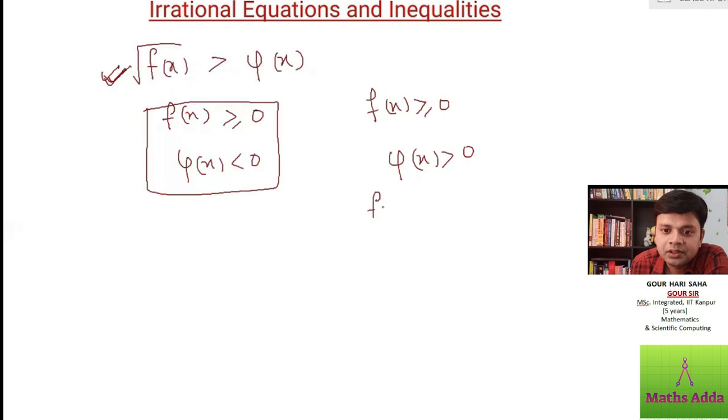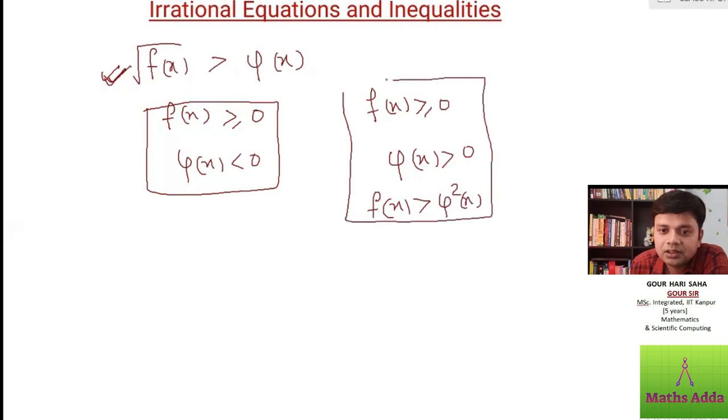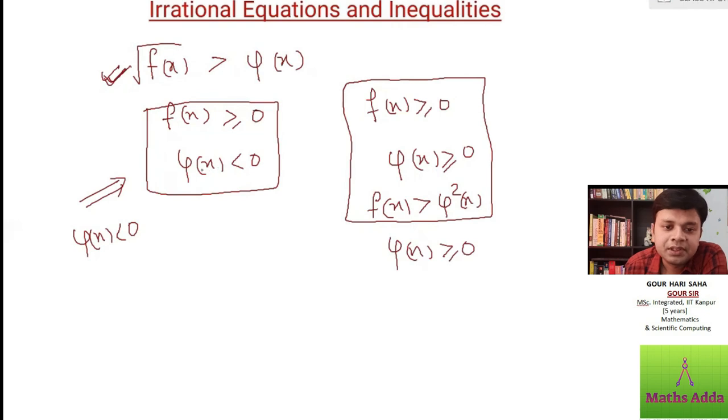So it will give us f(x) is greater than psi square x. So this is the second situation. This is when psi x is less than 0. Very good, don't do anything, you just get the answer. Here, when psi x is not greater than or equal to 0. So we got both the situations.